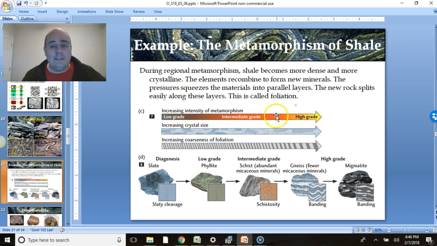Now, as you increase in metamorphism, you have increased grain size, so the actual crystals inside the rock become larger as you go from low grade to high grade. Okay, because that's the recrystallization. And then the foliation gets larger as well, or you get this increased coarseness or banding pattern as you continue on. So you get your slate, phyllite, schist, and then your banding in the gneiss.